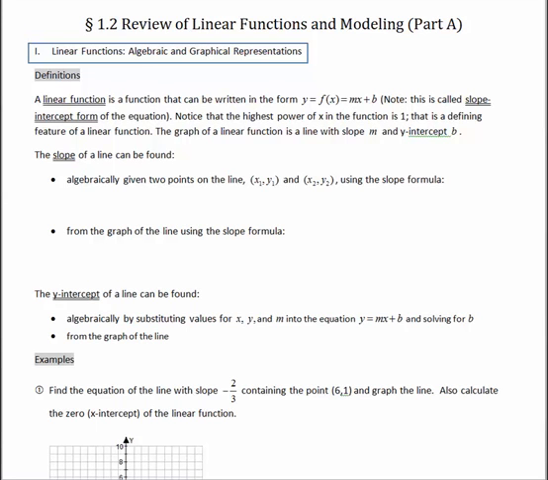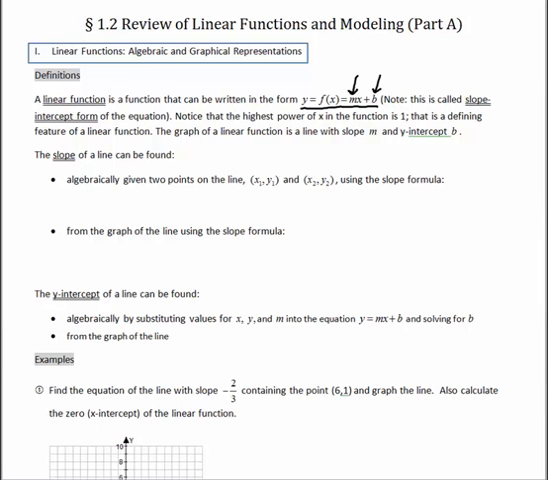This is section 1.2, reviewing linear functions and linear modeling, part A. When we talk about a linear function, really what we're looking for is a function where the variable is only raised to the first power, or in general, we can put the function in this form, y equals mx plus b. This is called the slope-intercept form of the equation, and the m, the slope, can be picked out from it, as well as the y-intercept, the b.